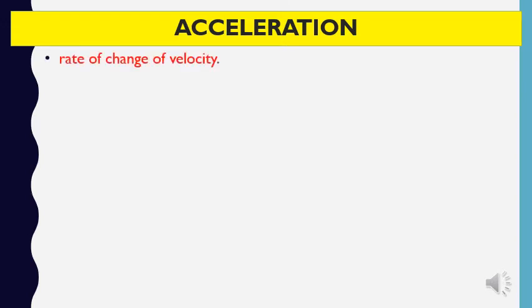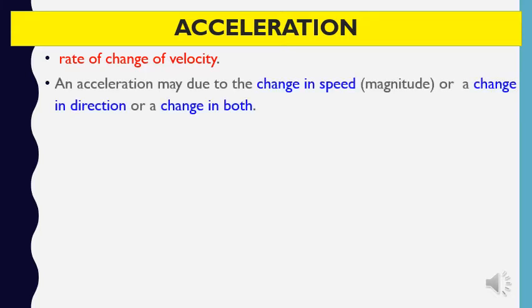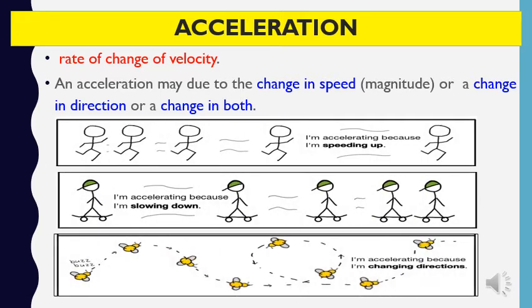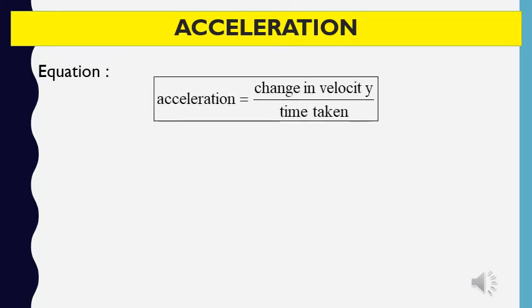Acceleration can be defined as the rate of change of velocity. Acceleration is the process where the velocity changes. Since velocity is speed and direction, there are only two ways for you to accelerate: either a change in speed or a change in direction, or change both. The mathematical expression for acceleration is change in velocity over time taken. Its SI unit is ms-2. Acceleration is a vector quantity.